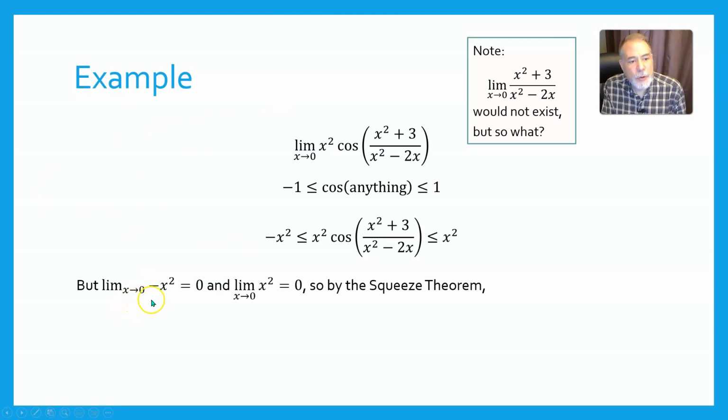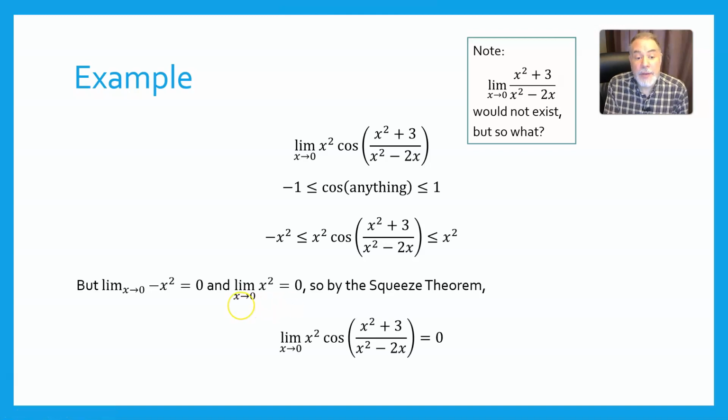The limit as x approaches 0 of -x squared is 0. And the limit as x approaches 0 of +x squared is 0. And so, by the squeeze theorem, the limit as x approaches 0 of x squared times the cosine of x squared plus 3 over x squared minus 2x is 0.